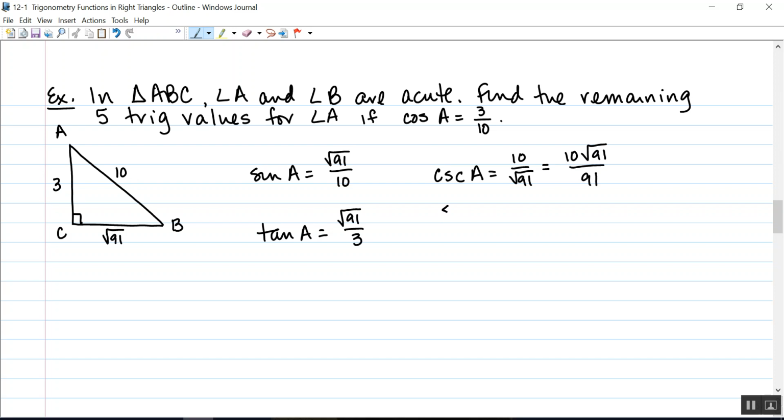Let's go ahead and do secant, which is going to be the reciprocal of cosine here, and that's going to be 10 over 3. And then cotangent is the reciprocal of tangent, 3 over the square root of 91. Rationalizing the denominator gives me 3 square root of 91 over 91.